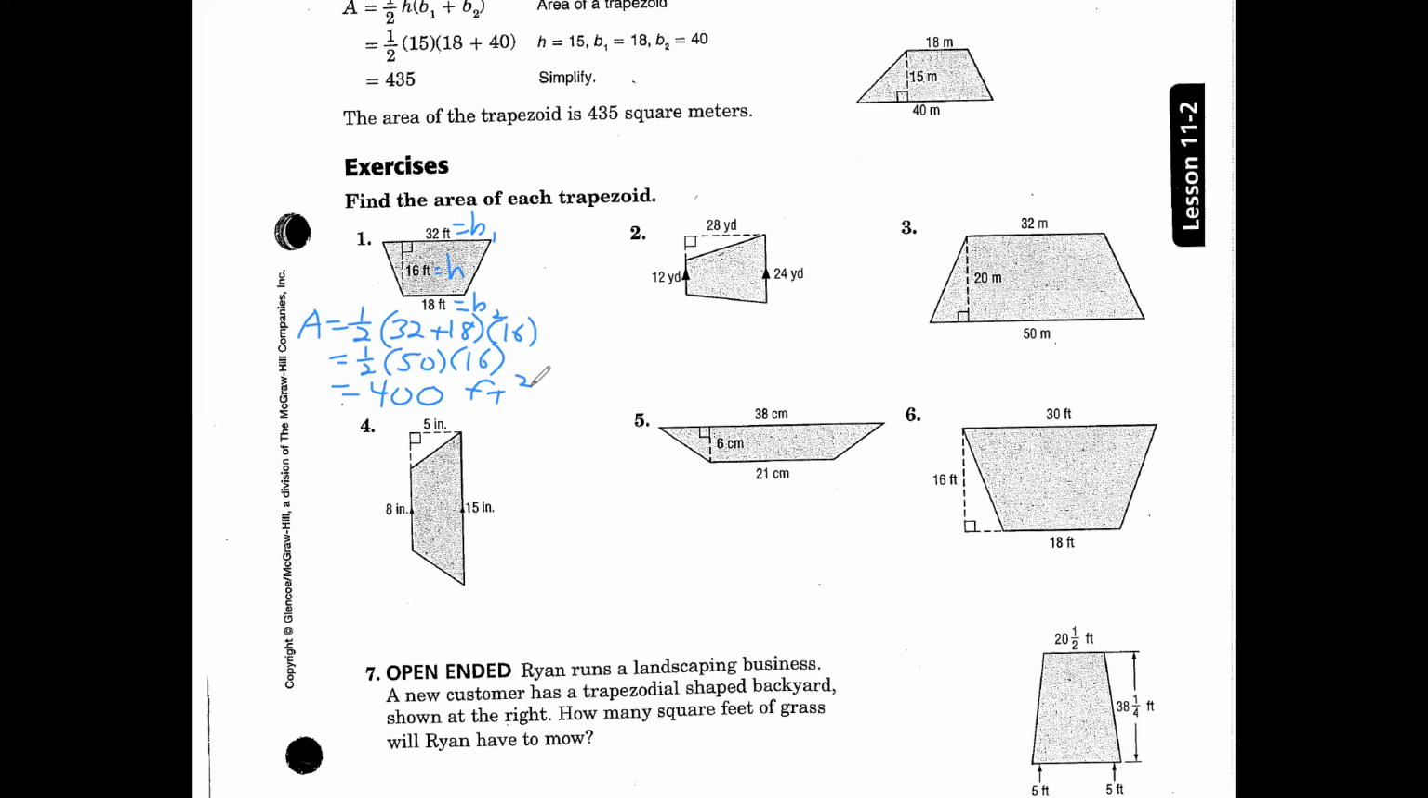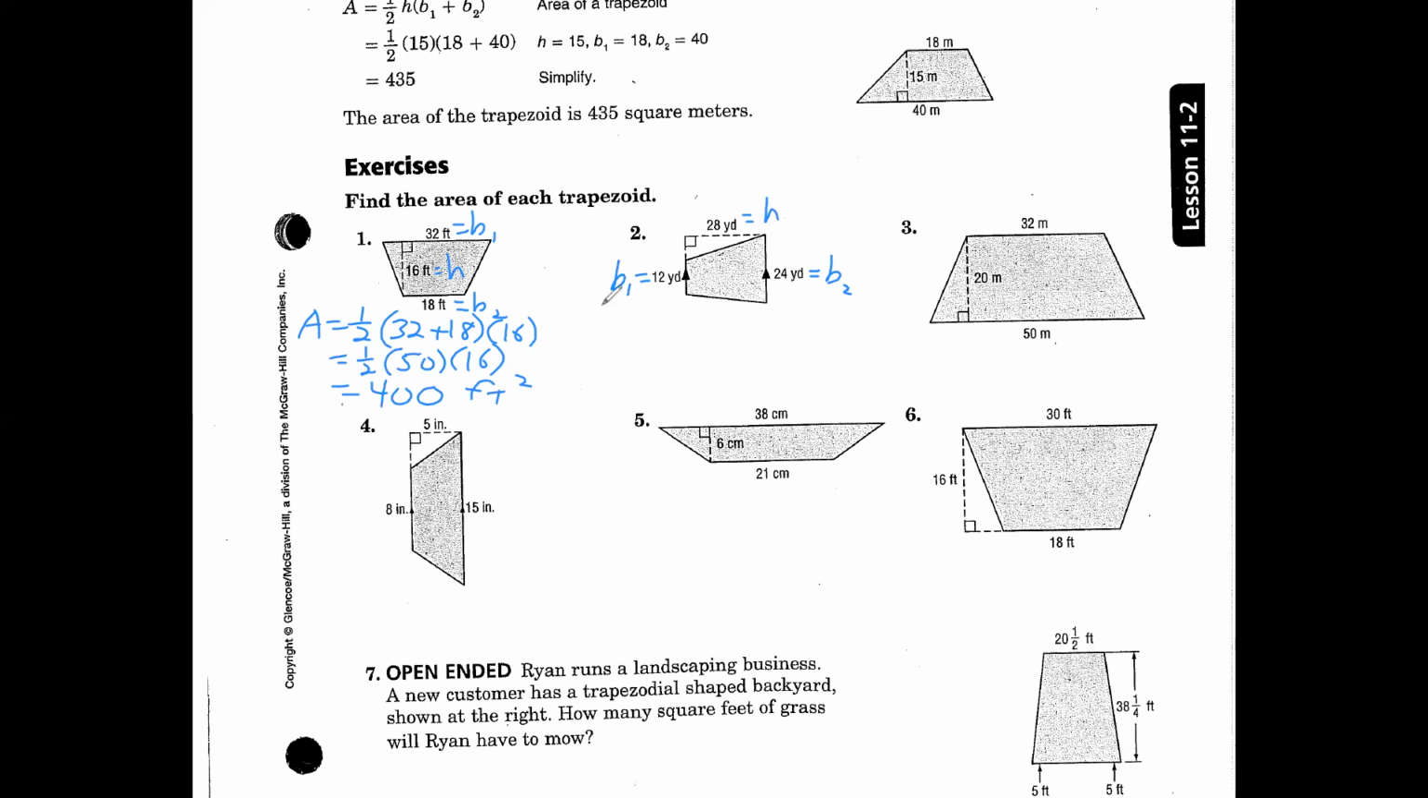Now, just because you say base does not mean that it's necessarily on bottom. So like at number 2, you have 2 bases, neither one's on bottom. You could call this base 1, you could call this one base 2, because those are the two that are parallel. The one going this way, the perpendicular distance between them, so that's our height.